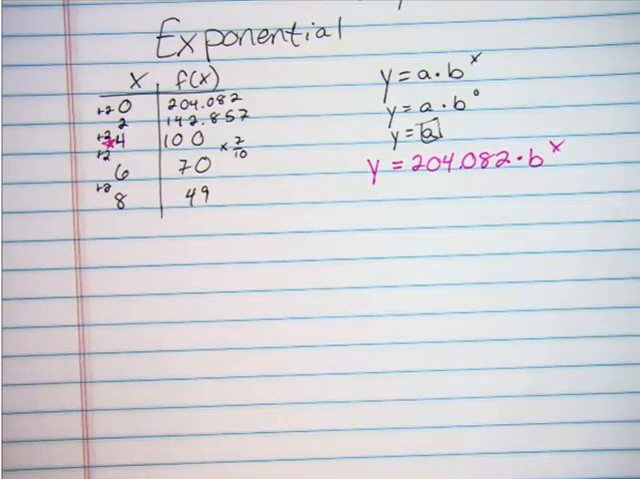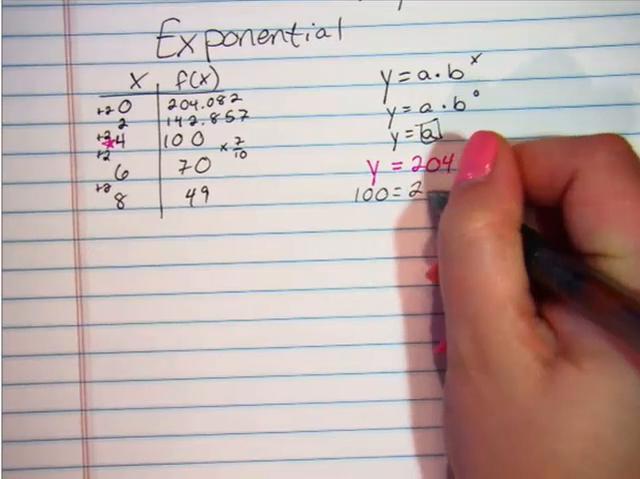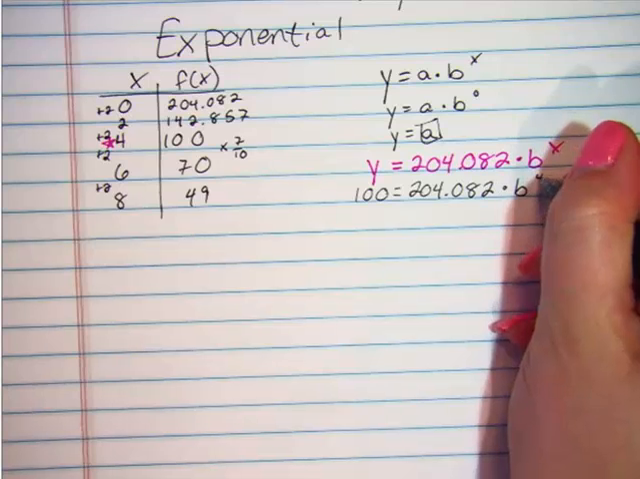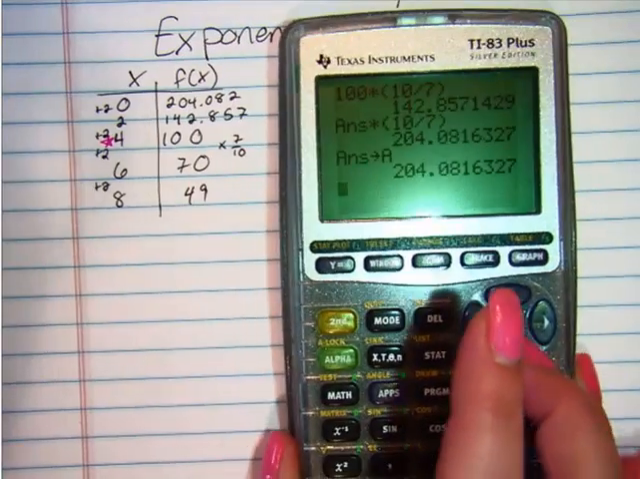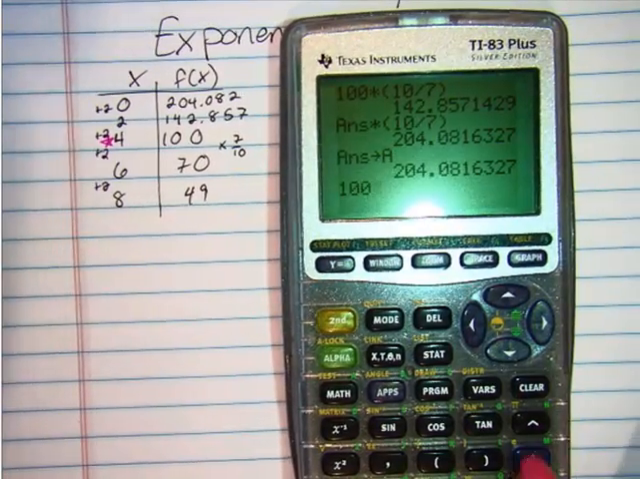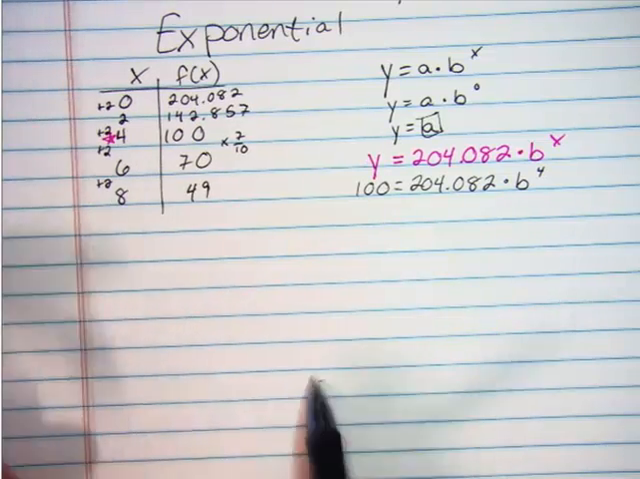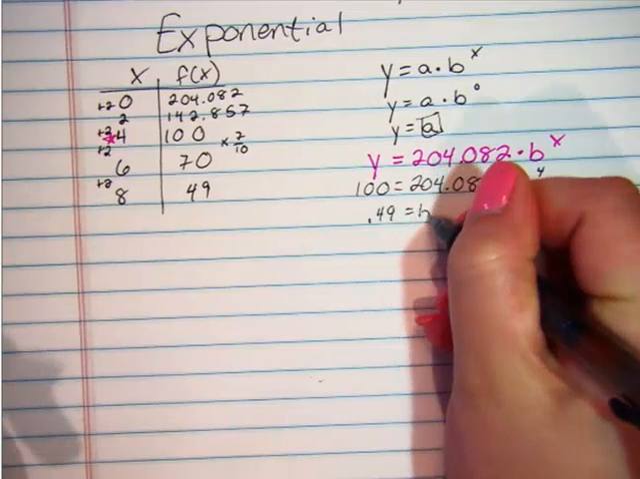So if I do the 4,100, 100 is your y, equals that 204.082 times b to the 4th. So now I'm going to take 100 and divide it by 204. So in my calculator, 100 divided by, I'll do second answer because that's the previous one, otherwise you can do alpha a, gives me 0.49, exactly 0.49. So 0.49 equals b to the 4th.